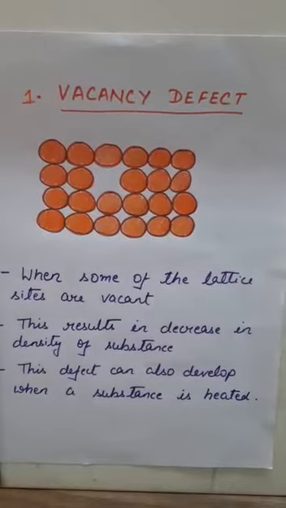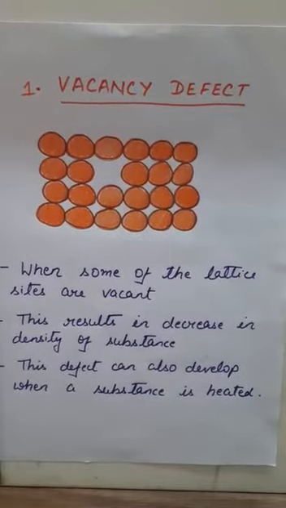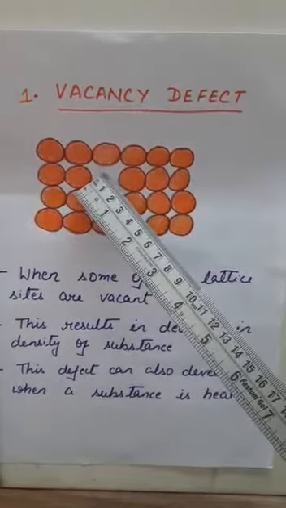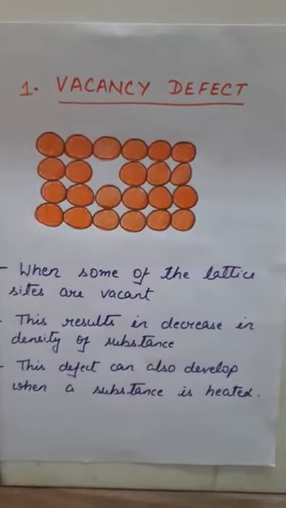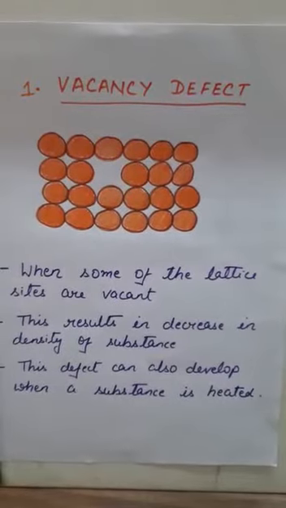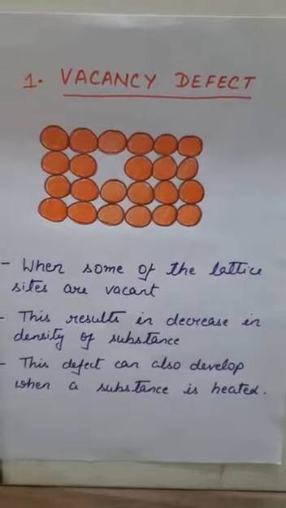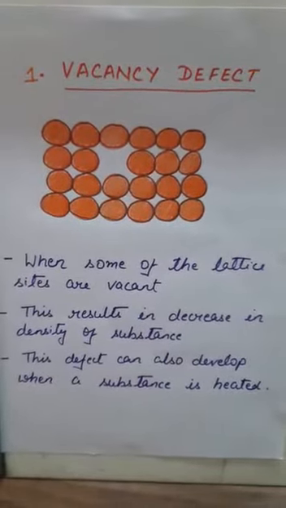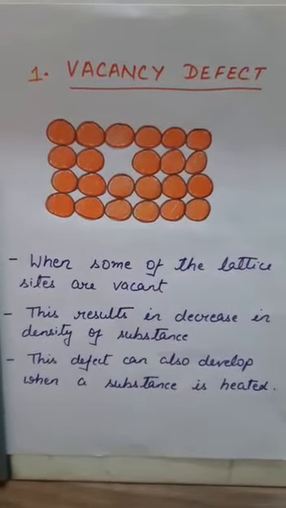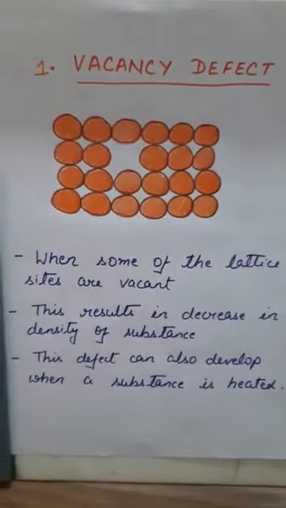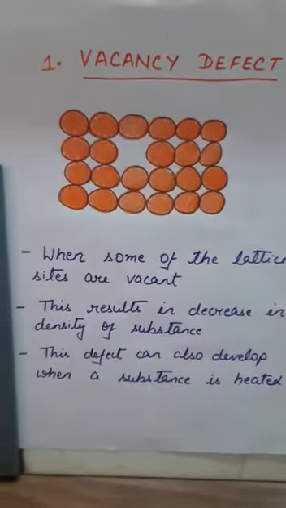So, you can see here in the figure, there is a gap between the atoms. So, this is due to one molecule or one atom missing from the lattice. So, due to this vacancy defect, there is decrease in density of the solid. This defect can be developed by heating or it may be present naturally.